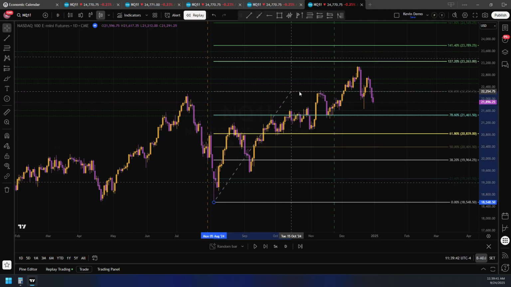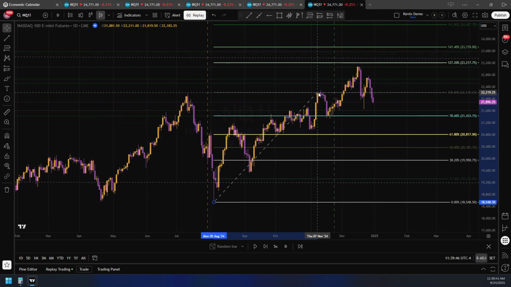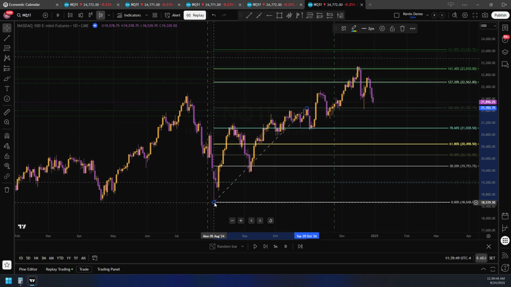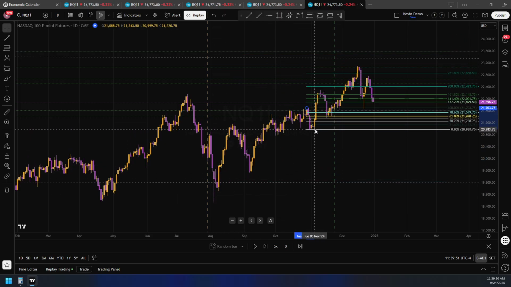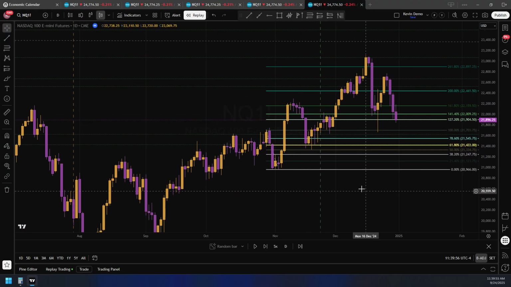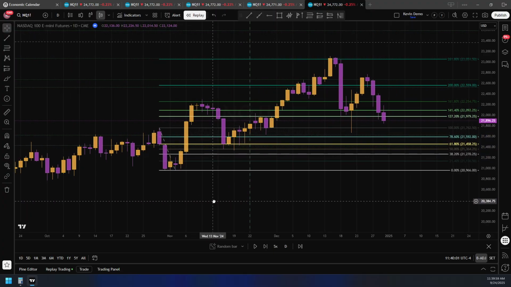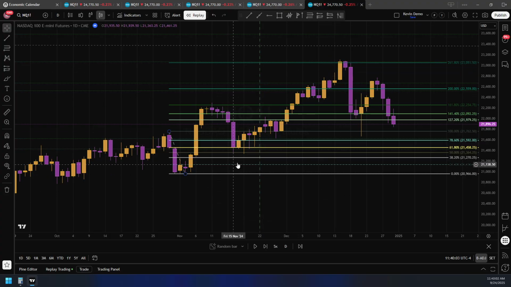Now, in terms of just an extension, we can look at each of these moves, and we want to plot the path to get up here. Like you see up here, this is a 261 extension from this swing, which is typically a sign of exhaustion when you do that.